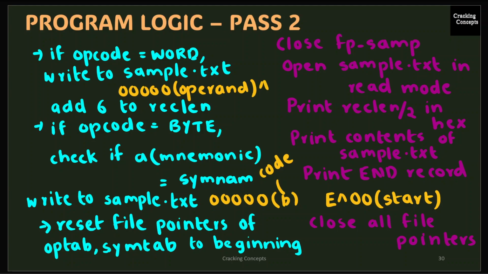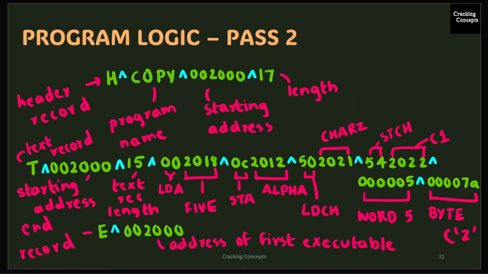Following the end record. So end record will contain the address of the first executable instruction in object program, which will be replaced in the start field given here. And finally, all the file pointers will be closed. This is a sample of how the output here looks like.